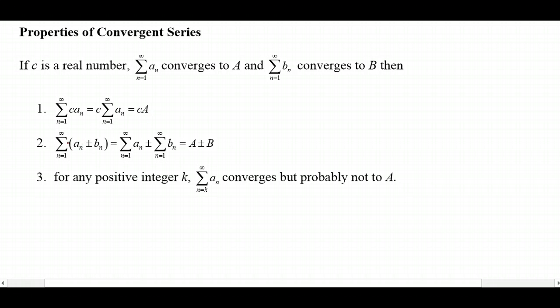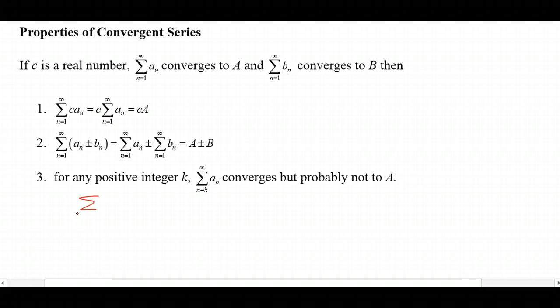The second part of the property says that the sum of A sub n plus or minus B sub n, well, if we know that each of those individual series converge, then we could split it up into the sum of A sub n plus or minus the sum of B sub n. And the first one converged to A and the second one converged to B, so this could be simplified to just A plus B. And the last one sounds trickier than it is. So the last one says for any positive integer k, the sum from n equals k to infinity of A sub n converges, but probably not to A.